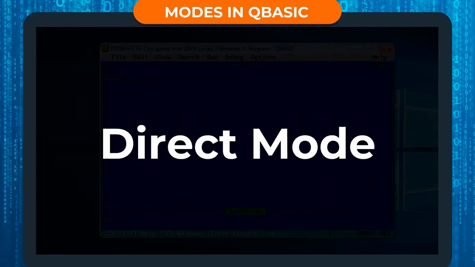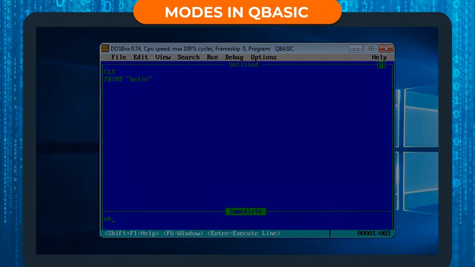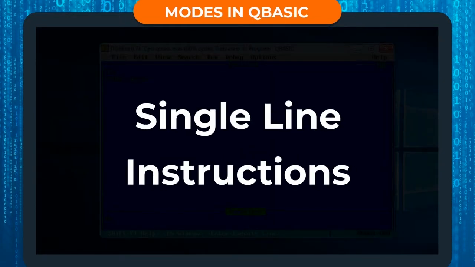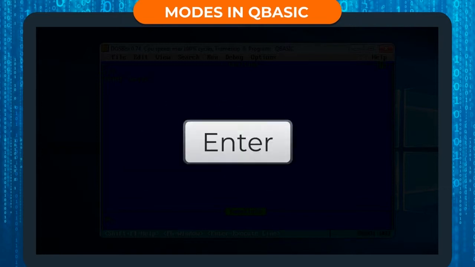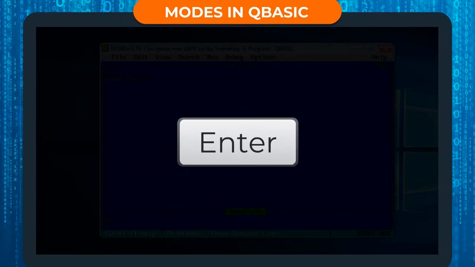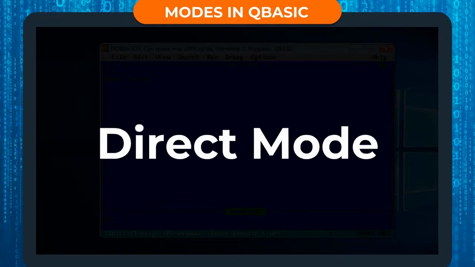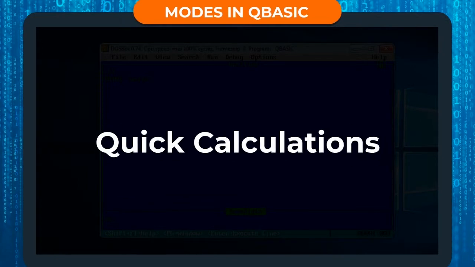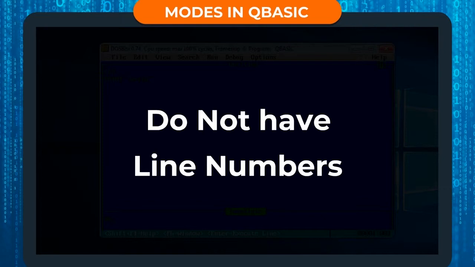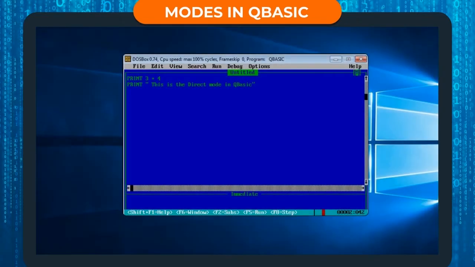Direct mode. This mode accepts single-line instructions from the user, and the output is viewed as soon as the Enter key is pressed. The instructions are not stored in the memory. This mode can be used to do quick calculations. They do not have line numbers. For example, PRINT 3 + 4. This is the direct mode in QBasic.